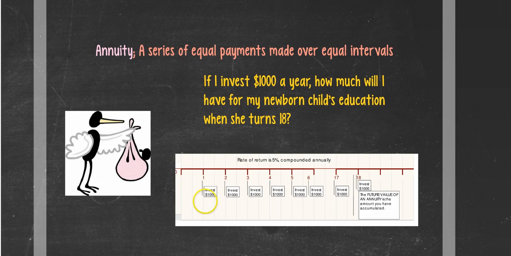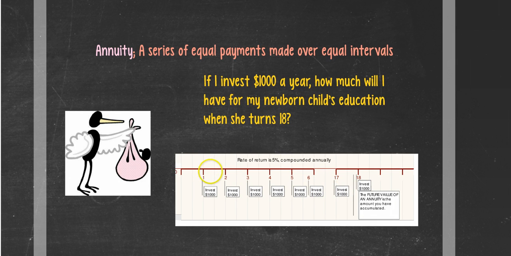In an ordinary annuity, the payment is made at the end of the year. So at the end of year 1, we invest $1,000. At the end of year 2, we invest $1,000. At the end of year 3, we invest another $1,000. This happens every year, and we've assumed here a 5% rate of return on our investment. Again, different assumptions for different rates of return are going to give different results here. But for this example, I'm assuming a 5% rate of return. We're investing $1,000 at the end of each year.